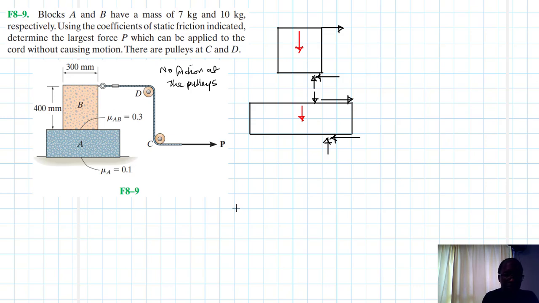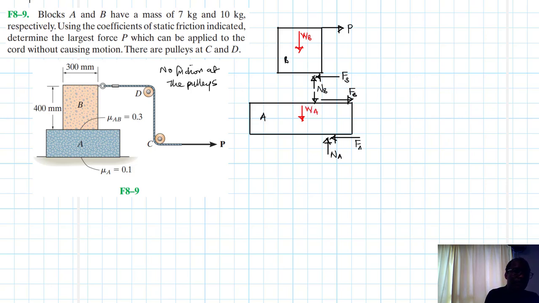So let's label this. This is B, this is A, this is P. Like we said, no friction, so we expect the same force. And then let's call this one our FB, and this one NB, and this one again is FB. Let's call this one FA, this one our NA, and then we call this our WB, and this one our WA.